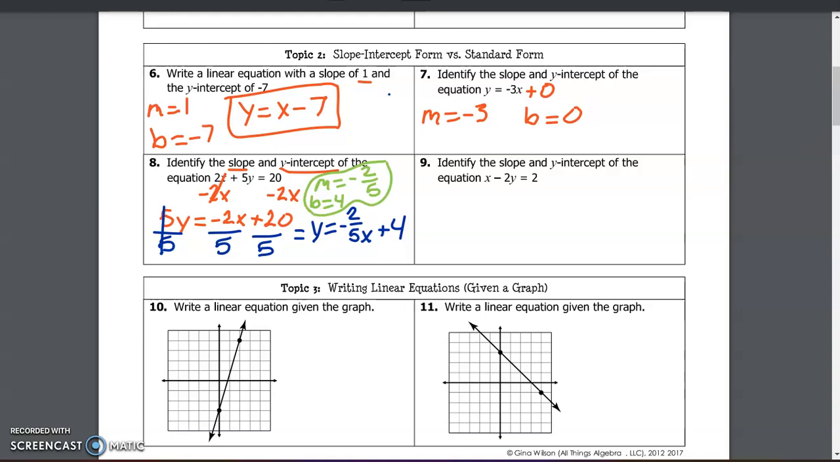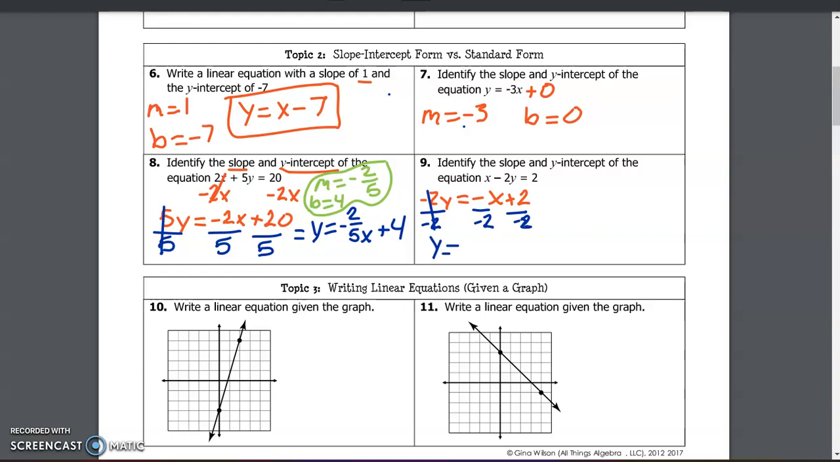All right, number 9. Here we go. Same deal, we just need to get y by itself. So I would subtract x from both sides. Then that would give me negative 2y equals, now I have negative x plus 2. And then again, my next step is to get rid of the number in front of y, so I'm going to divide everything by negative 2. And again, make sure you're careful that you do negative 2, not just 2. I want to cancel out the negative as well.